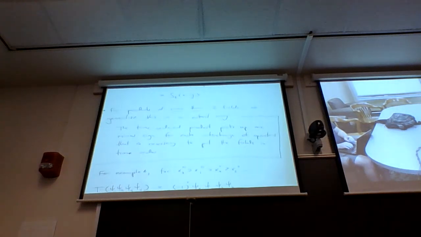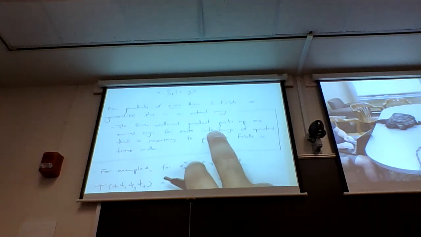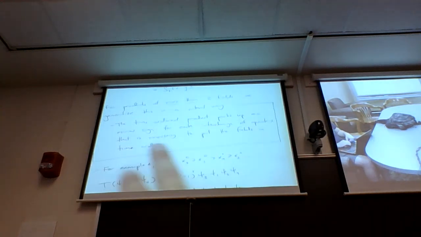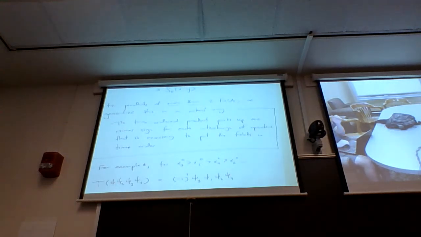So the general rule here is that anytime we consider a time-ordered product, we're going to pick up one minus sign for each interchange of operators that's necessary to put the fields in time order. So if I specify some time ordering and I have a string of fields and then I have to move those fields to put them in time ordering, I'm going to pick up some minus signs.